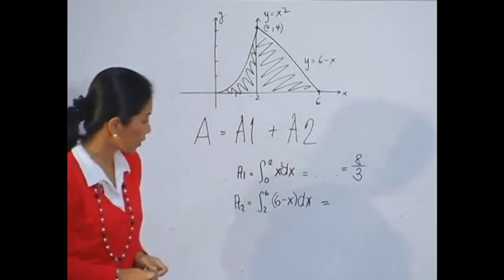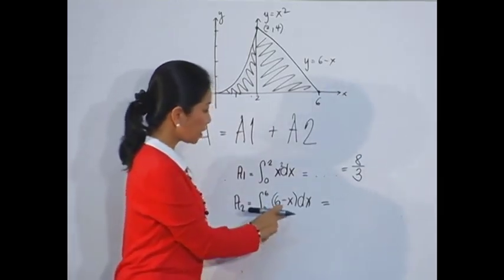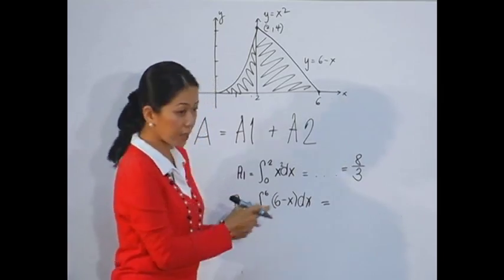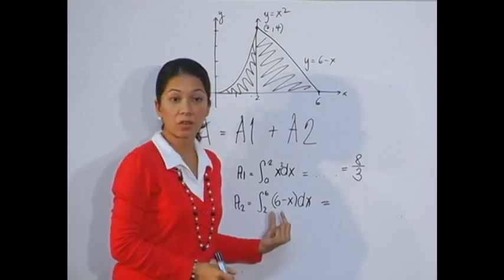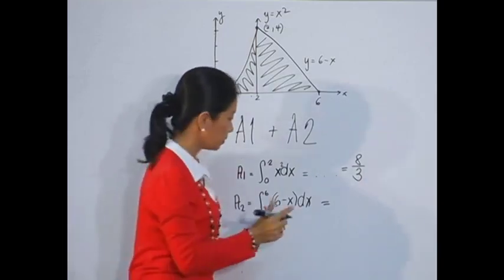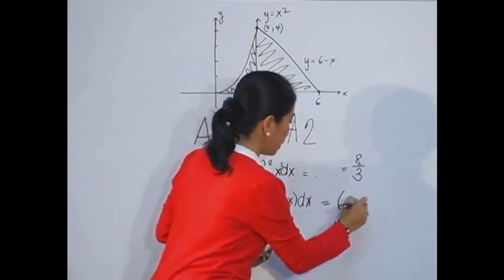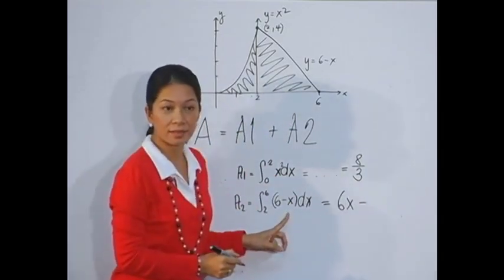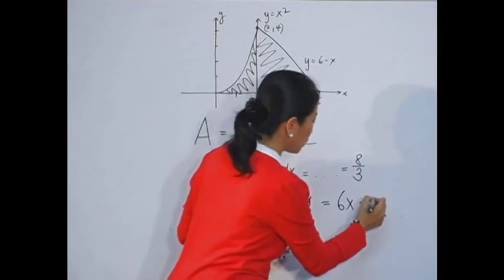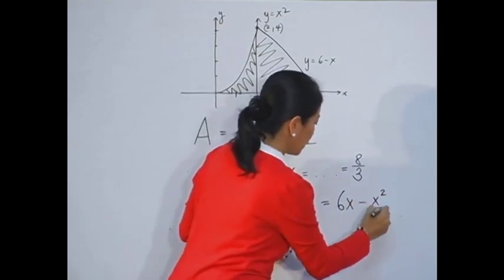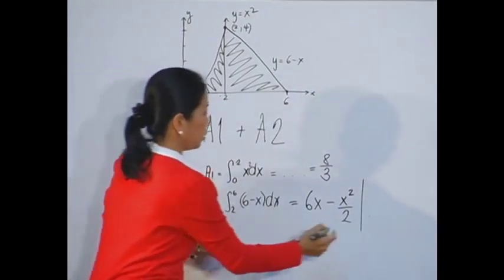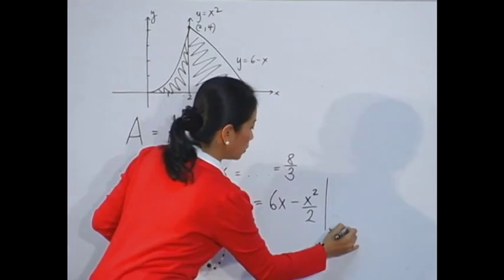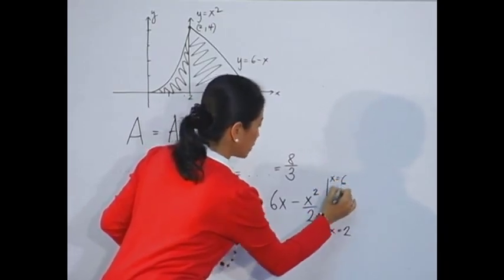Integration. Let's do this together, class. You have 6 minus x. Integration is linear, so you can just integrate one term at a time. Integral of 6, class? 6x. Integral of x? x squared over 2. And you want to evaluate from x equals 2 to x equals 6.